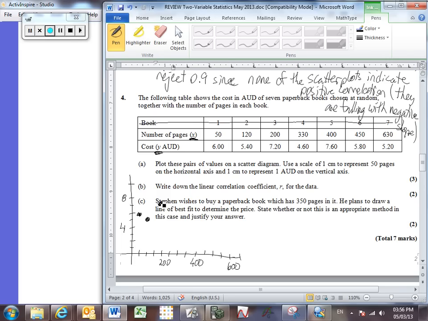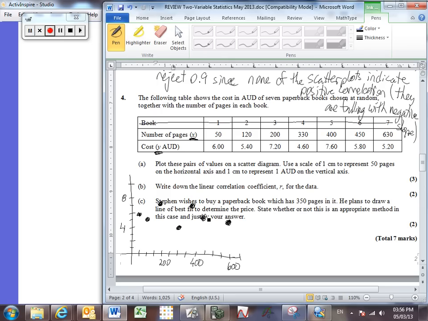And then 330 is 4.60. 400 is 7.6. 450 is 5.8. And 630 is 5.2. Okay.